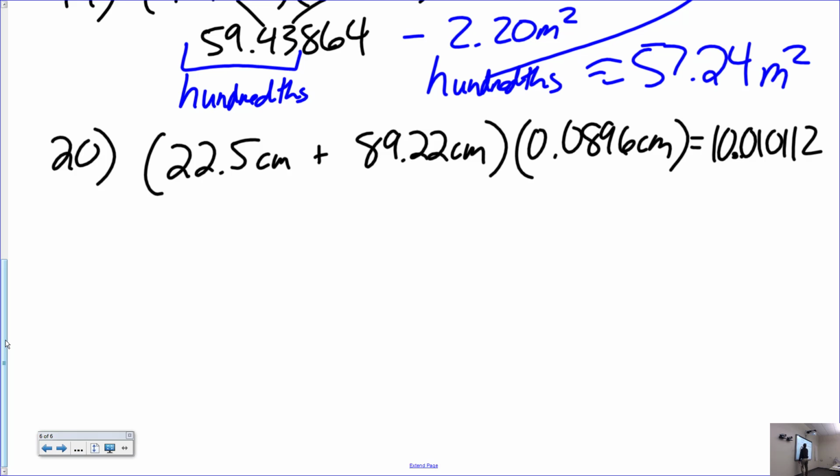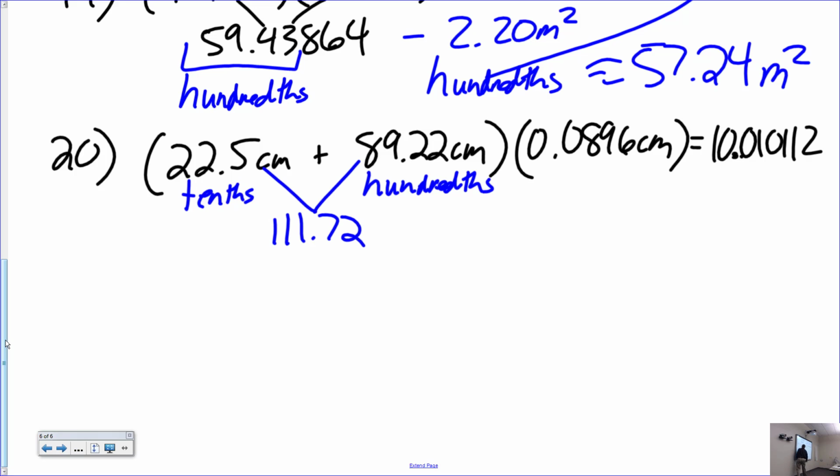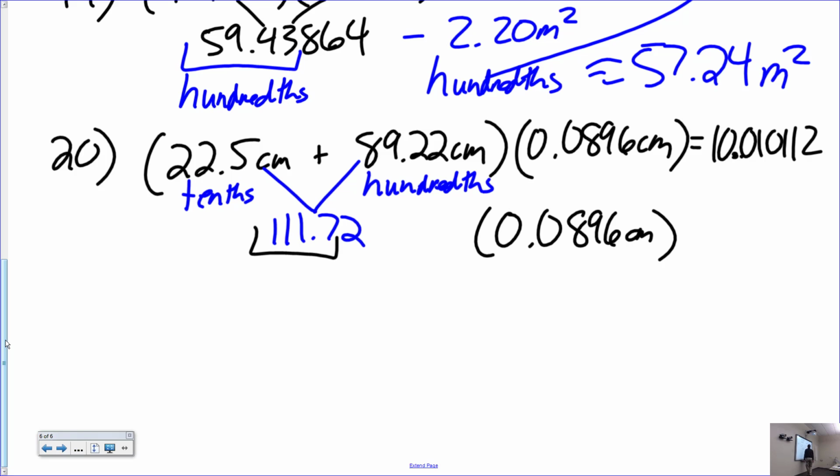Since we're doing addition, we say tenths and hundredths. So when I add these two numbers, what do I get again? 111.72. Technically, where do I round it at? Tenths place, right? And then I'm going to take this number and multiply by 0.0896 centimeters. Now, how many significant digits are in this number?